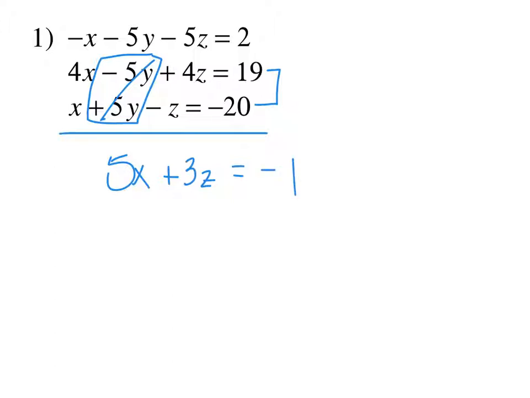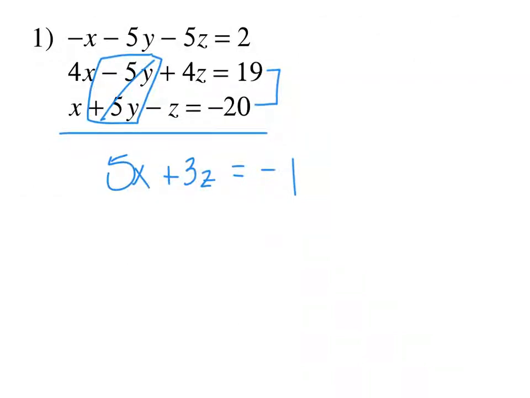Now that we have a 2-variable system, we need another 2-variable equation. So what we need to do is do elimination again of the same variable but with 2 different equations. I do need to get rid of the y again, but I can't use these two. I can use this one and this one, or this one and this one, but I just can't use these two in combination again.